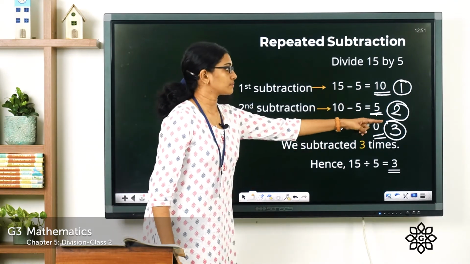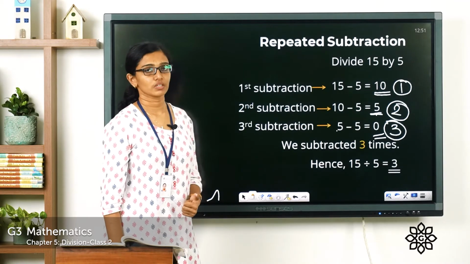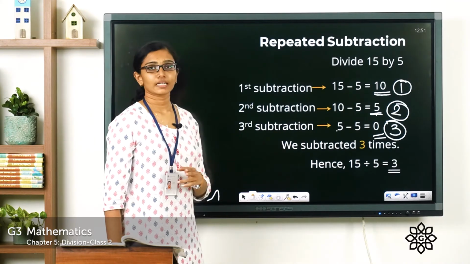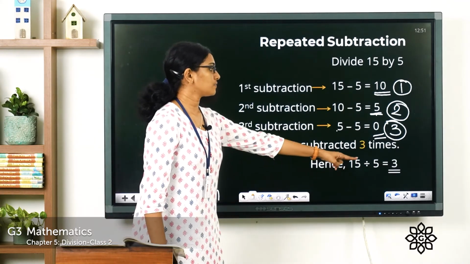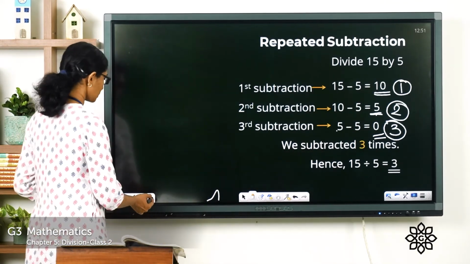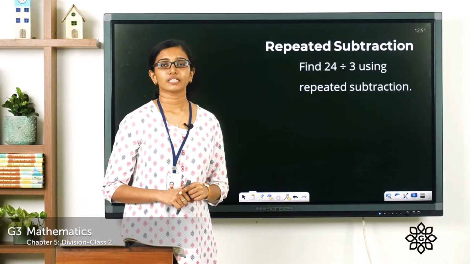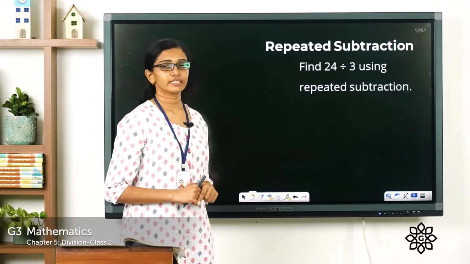So this 3 times. So how many times we subtracted is the quotient for this division. Since we subtracted 3 times, we can say 15 divided by 5 is equal to 3. Clear? We'll do one more question. Find 24 divided by 3 using repeated subtraction.